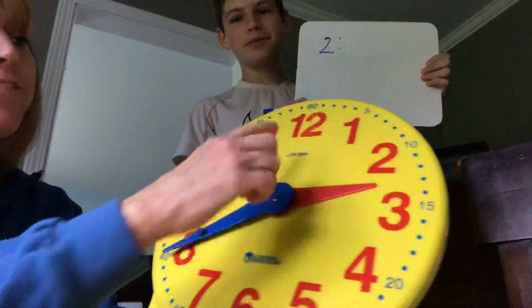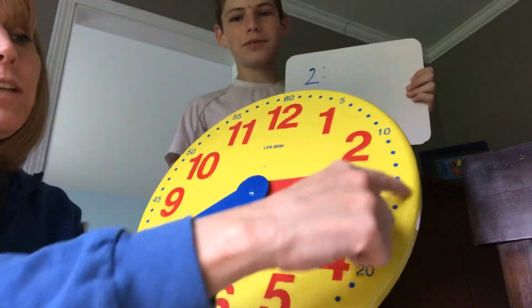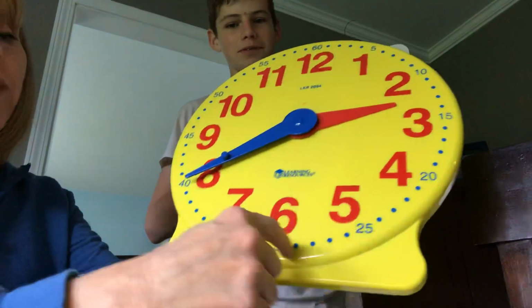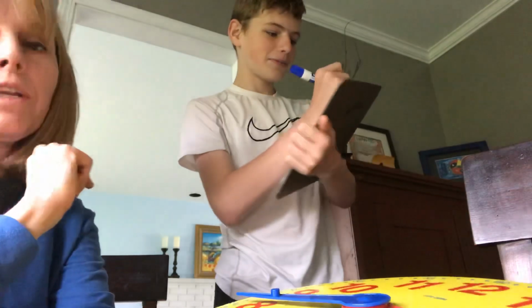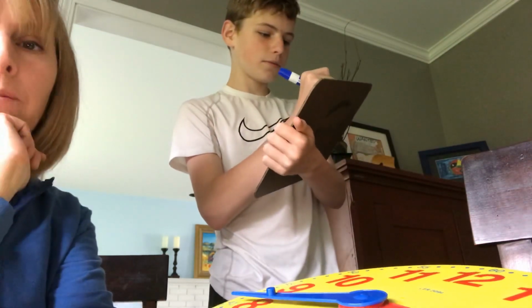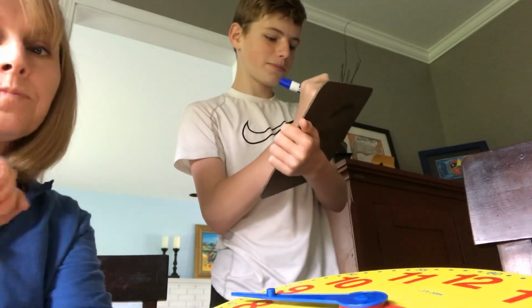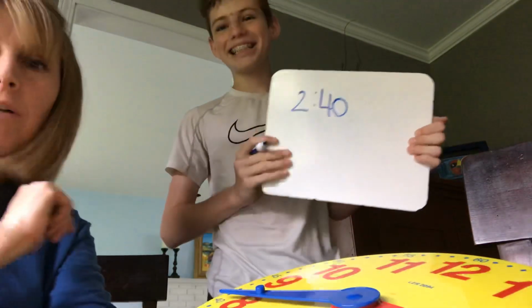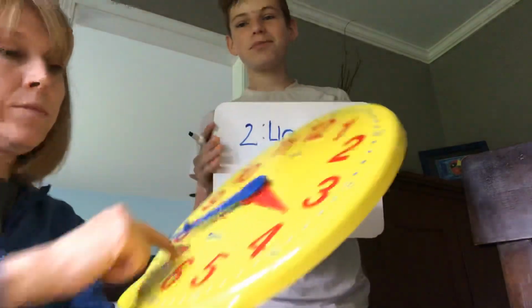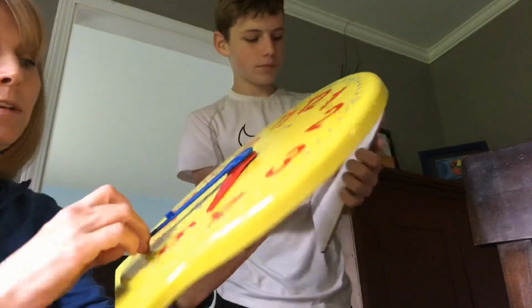Okay, so we did the hour was 2. So now we're going to count by 5s. Ready? 5, 10, 15, 20, 25, 30, 35, 40. So he's going to write down 40, and then this is what the time looks like. This is 2:40. There it is. Perfect. Okay, let's do another one. So you can erase that one or just keep it there.